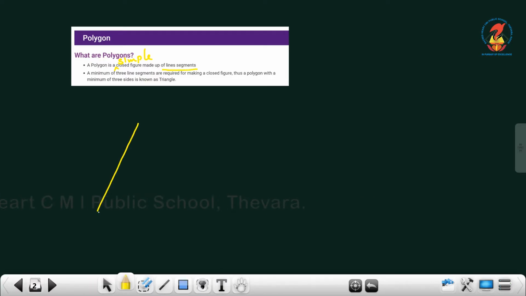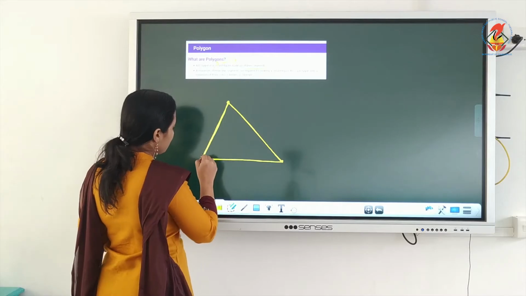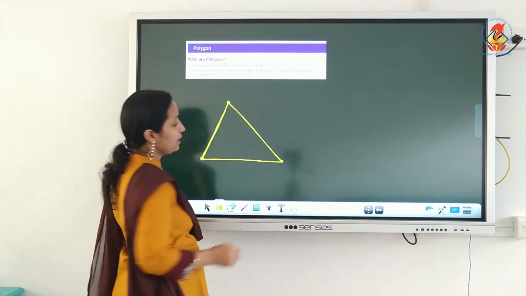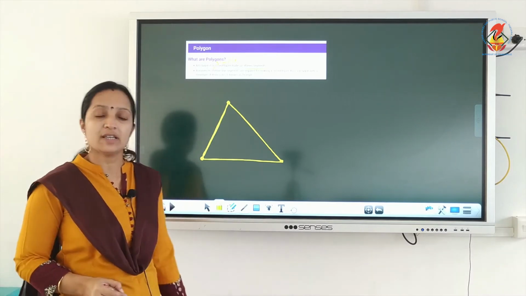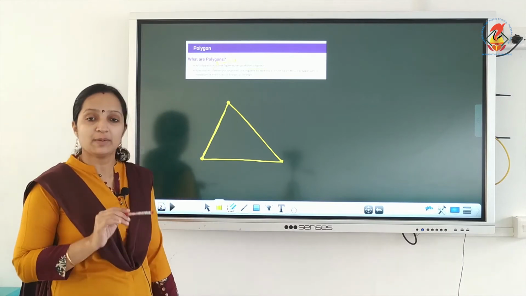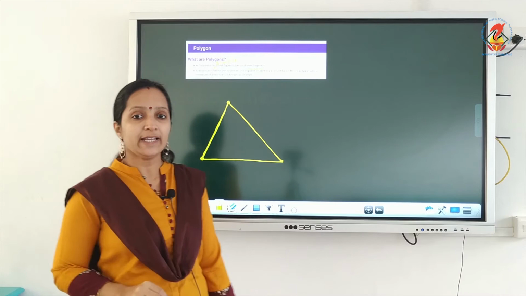So, we can say this is a line segment, this is a line segment, and this is a line segment. It is a simple closed curve, there is no crossing, is it? Simple closed curve made up of line segments. So, this type of figures are called polygons. That means, it is a simple closed curve made up of line segments.